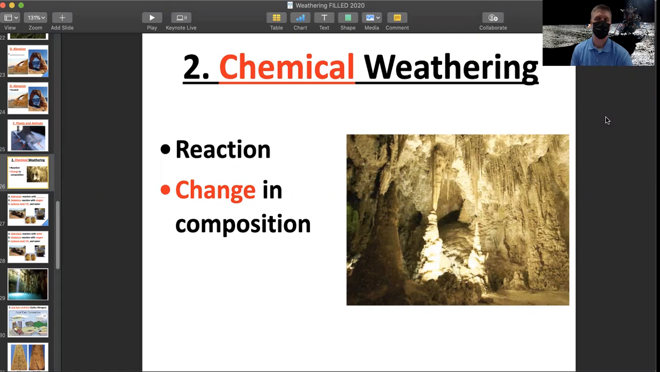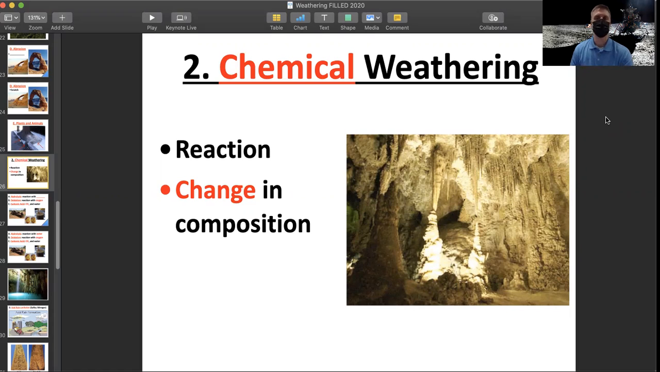It's just the size. So I did that example where I tore up the piece of paper. I haven't changed the paper. I haven't changed the makeup of the paper. I've just changed the size of the paper. It's not a big piece of paper. Now it's a bunch of little pieces. So that's like mechanical weathering.